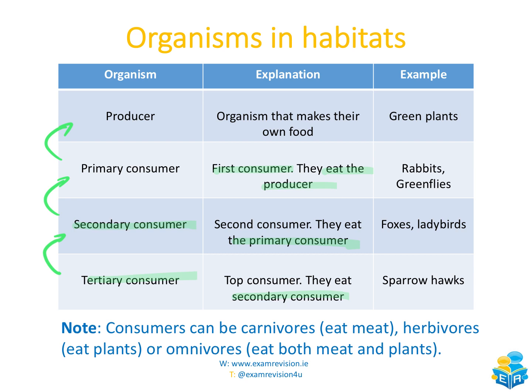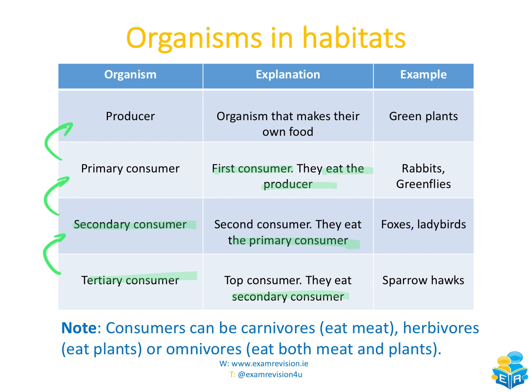We'll get to why that is in a couple of minutes, but it's to do with the amount of energy that's lost as one organism eats another. Now, consumers can either be carnivores, which means they only eat meat. They can be herbivores, which means they can only eat plants. Or they can be omnivores, and that means they eat both meat and plants.